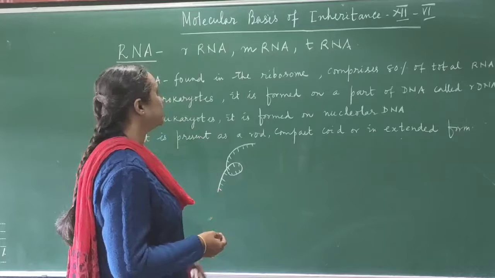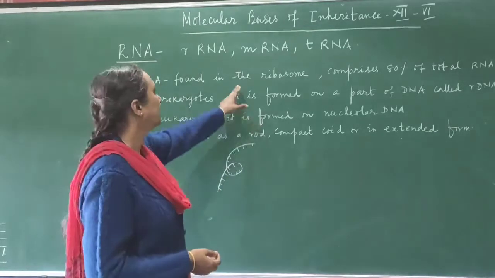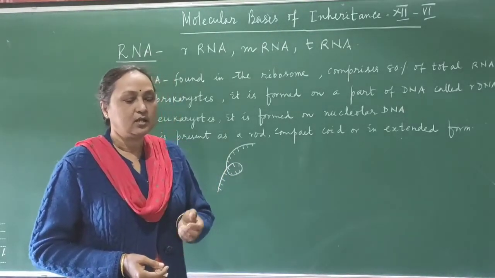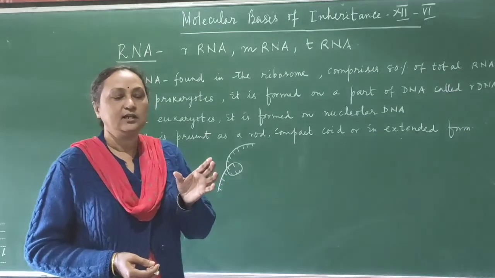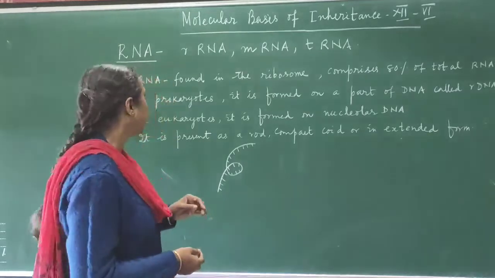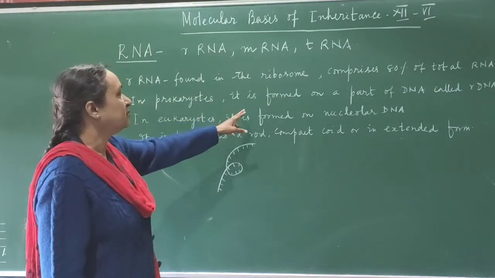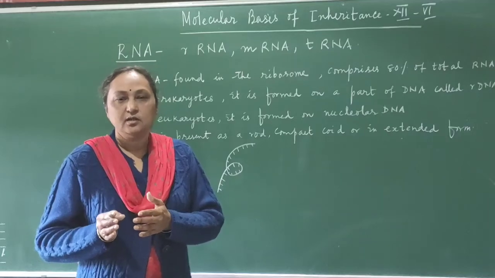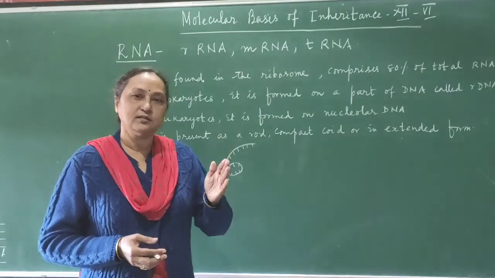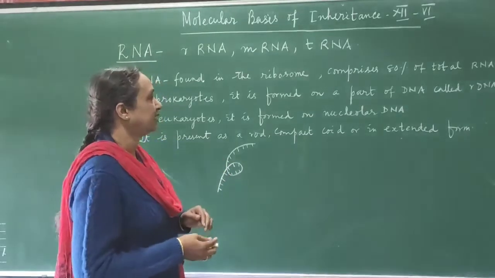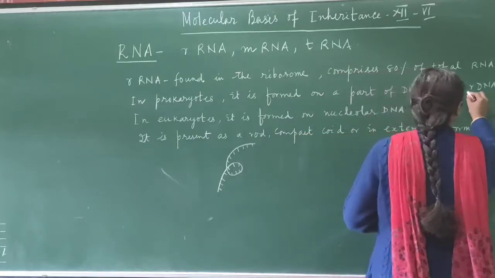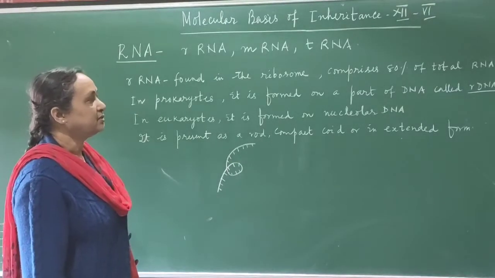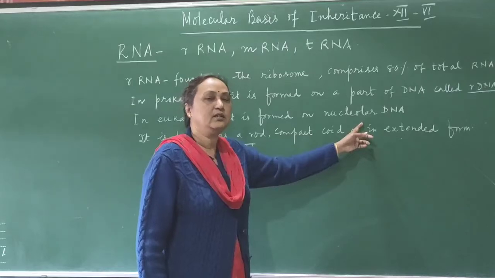Now the first RNA, which is the ribosomal RNA, as I told you, is found in ribosome, and it comprises 80% of total RNA. There are three types of RNA. So out of these three types of RNA, it is 100%, then 80% consists of ribosomal RNA. And in prokaryotes, it is formed on a part of DNA called ribosomal DNA. As you know that in the process of transcription, there is formation of the new RNA molecule on DNA strands. So the part of the DNA which is making the ribosomal RNA is called ribosomal DNA in prokaryotes. Whereas in the eukaryotes, it is formed on the DNA which is present in nucleolus.